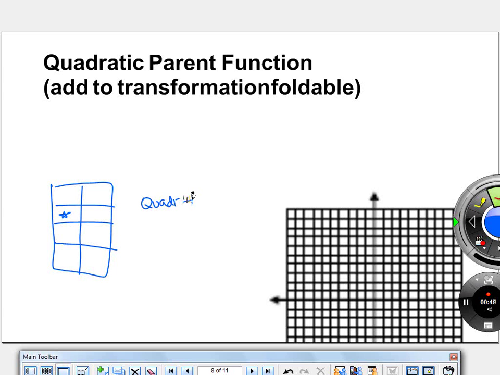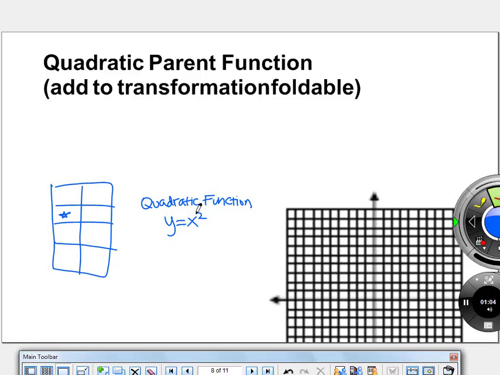quadratic function. It's going to have the parent function equation, which is y equals x squared. That's what makes quadratics the squared part of it. And then we're going to draw a little graph of the parent function.